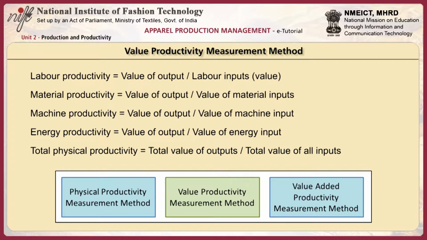It could be calculated based on material, that is material productivity, value of output divided by value of material inputs. It could be calculated based on machine productivity, which is value of output divided by value of machine input. Energy productivity, which can be calculated by value of output divided by value of energy input. The final being total productivity, which can be calculated by dividing total value of outputs by total value of all inputs.